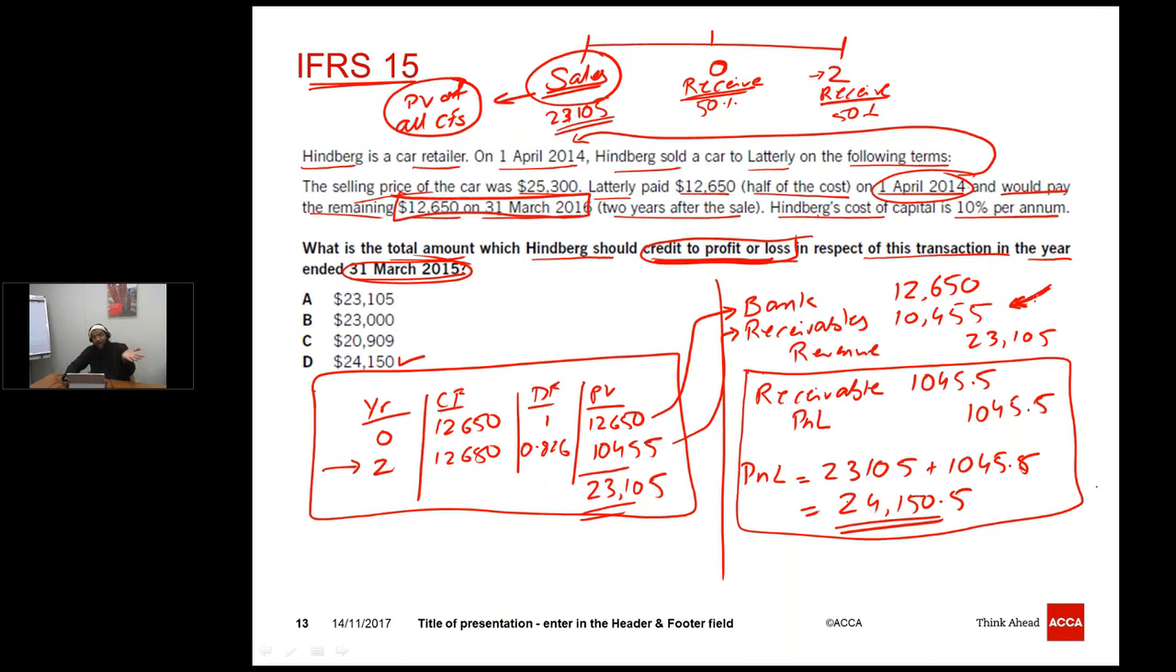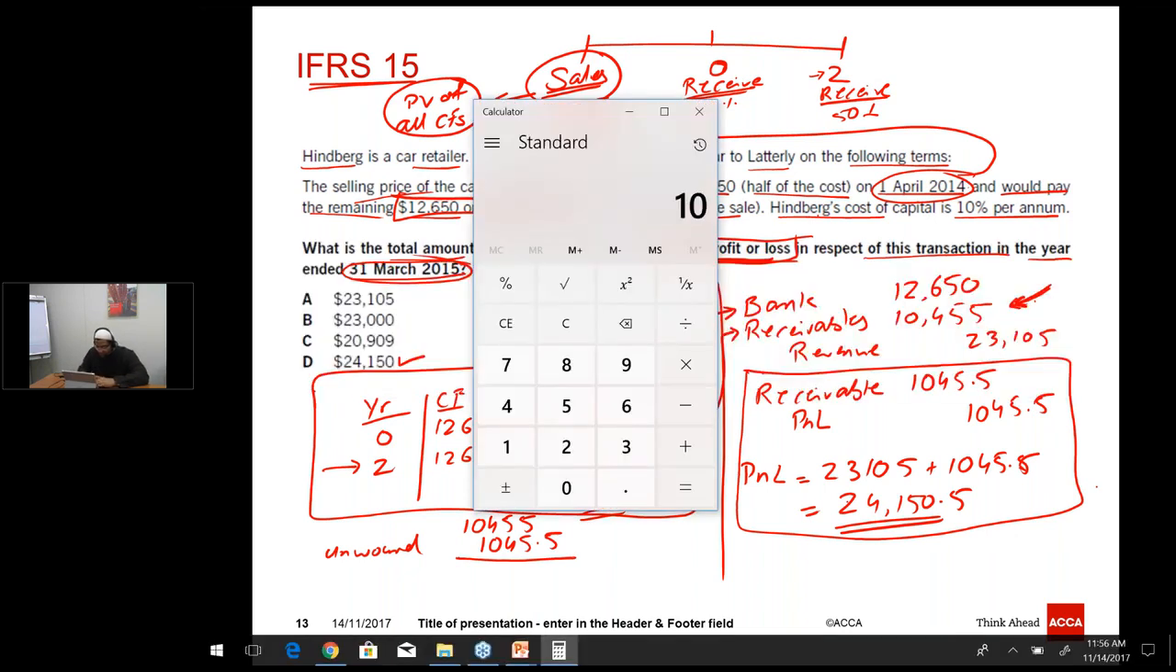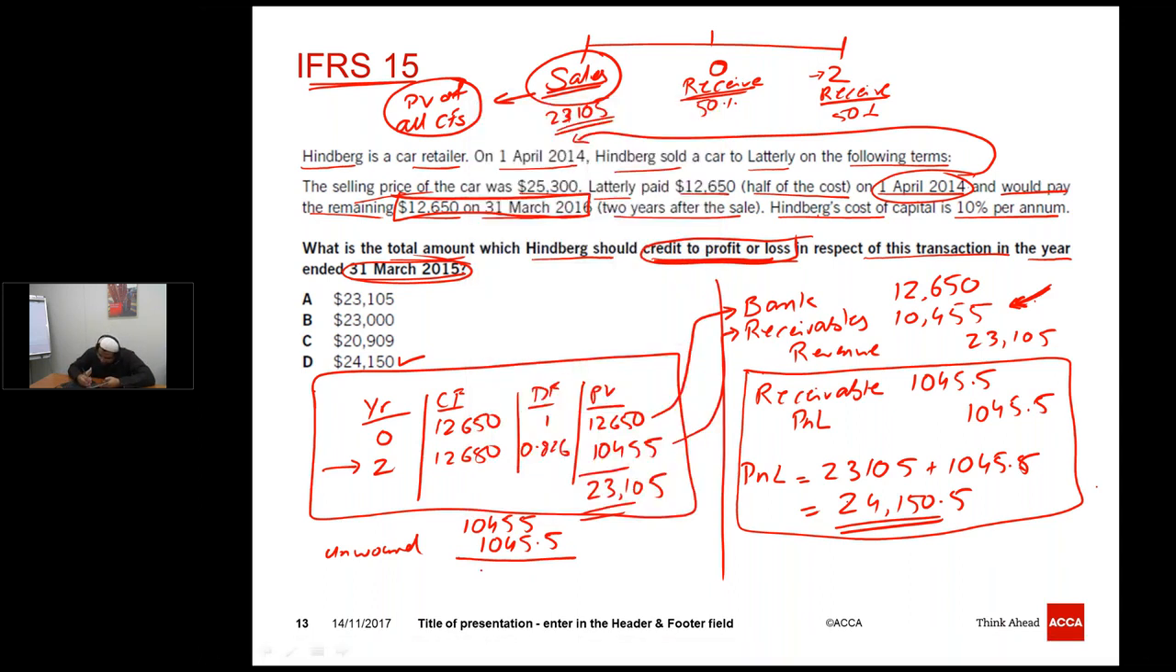This means that we have to unwind the receivable for the 2 years. So what will happen in actual, that 10455 will be unwound by 10%, which will be 1045.5 in the first year. And if I calculate the sum, this would become 10455 plus 1045.5. So the total would become 11,500 approximately.